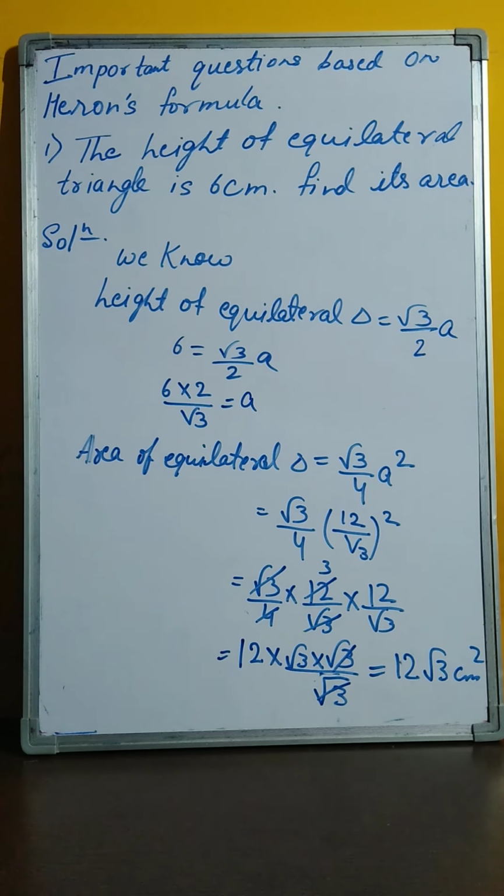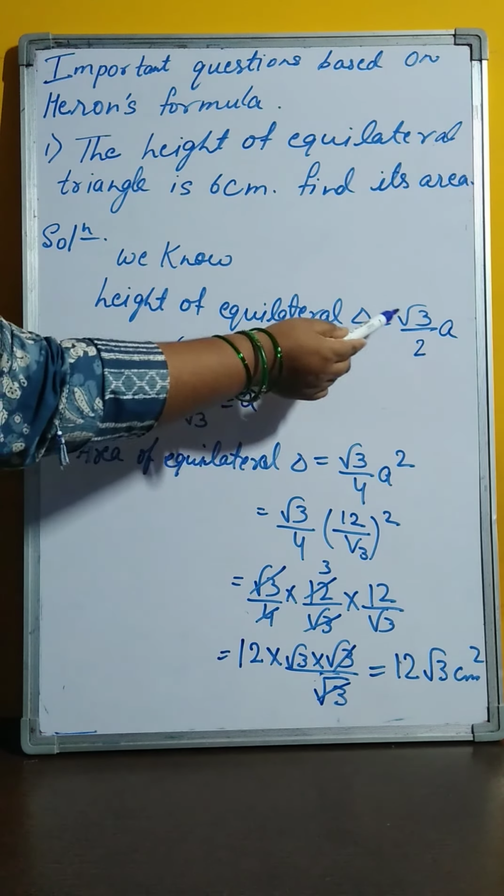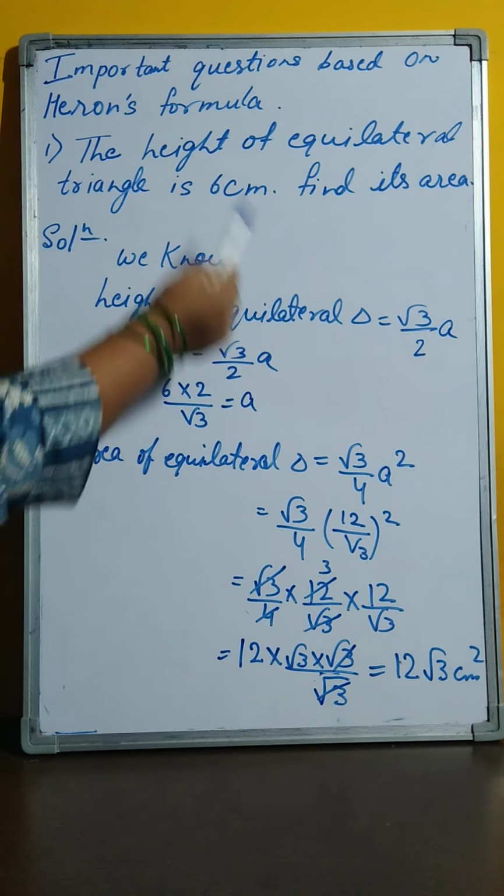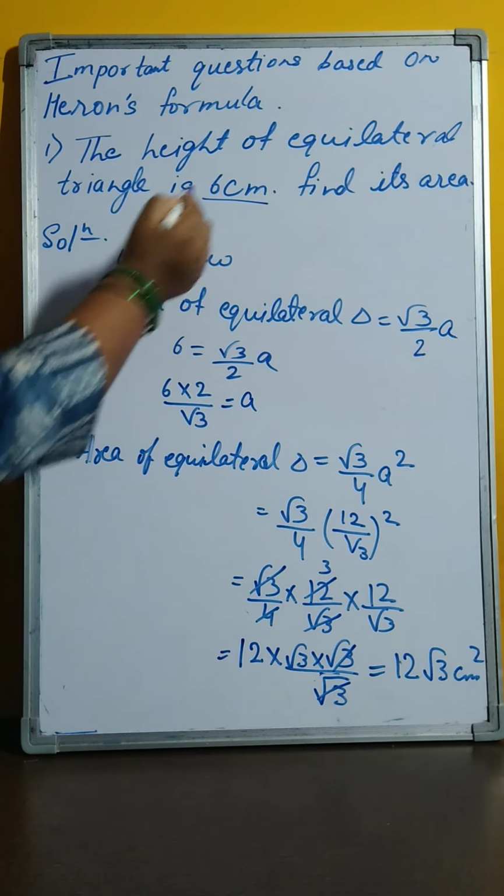Today we will discuss some important questions based on Heron's formula given in the RS Agarwal book. In the first question, I have taken the height of an equilateral triangle as 6 cm and we have to find its area. For that I have given you the formula for the height of an equilateral triangle, which is √3 by 2 a. So the height of the equilateral triangle is given in the question, it is 6 cm.